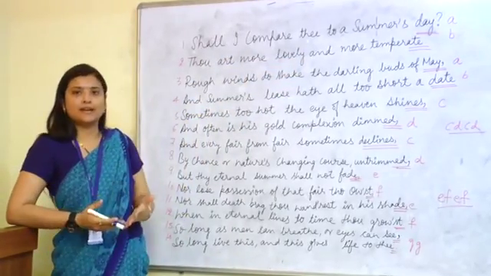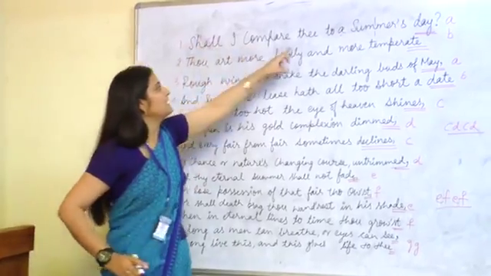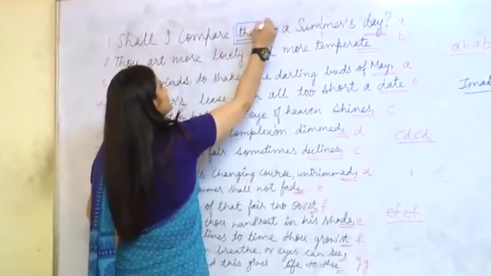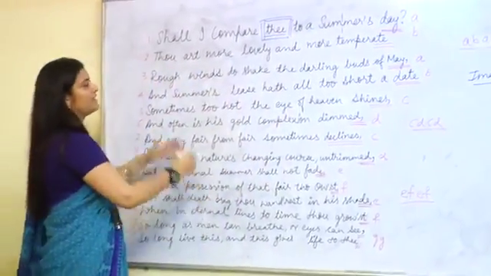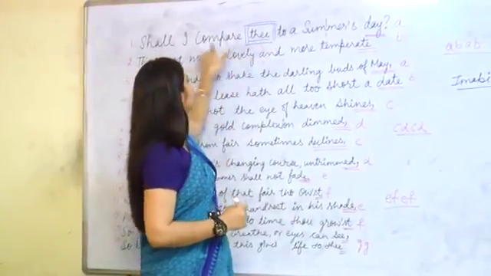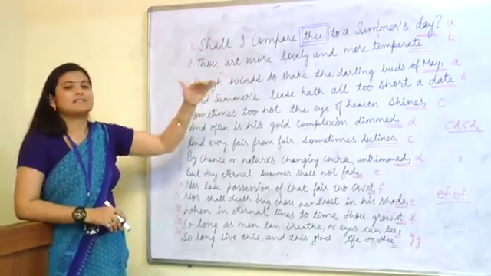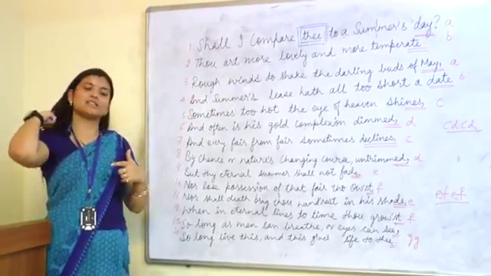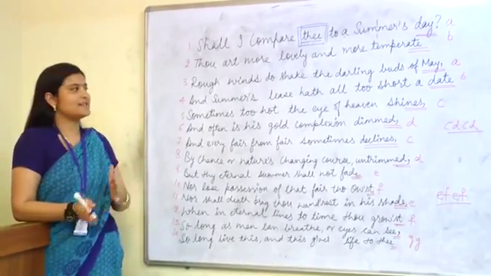Should I compare this summer day with thee? Thee is somebody. Either he is addressing his beloved or someone else. We'll explore in the coming lines. So he's asking, shall I compare that specific person with a summer day? He's just putting a question. It's a rhetorical question. That means he's neither accepting in the positive nor declining it.